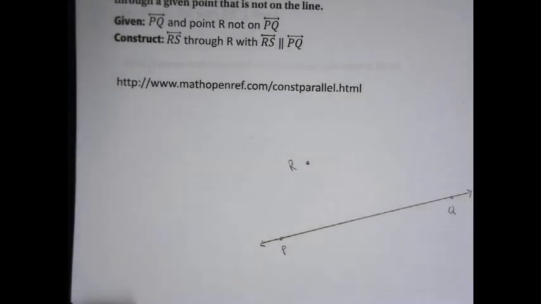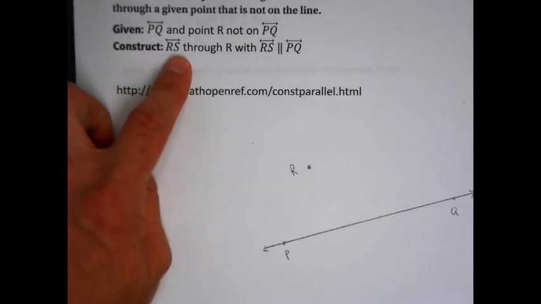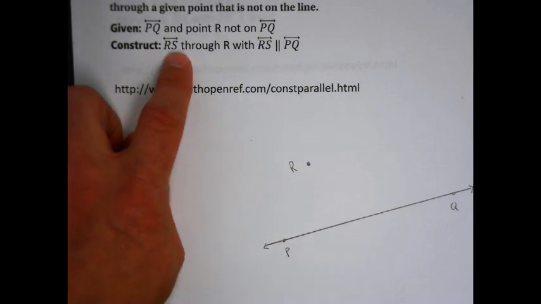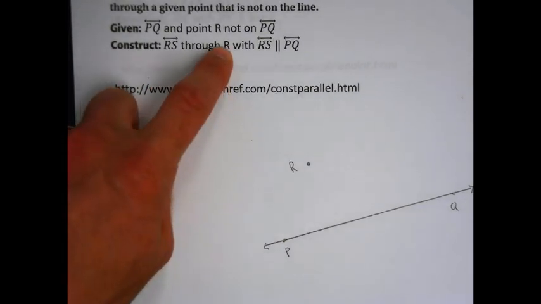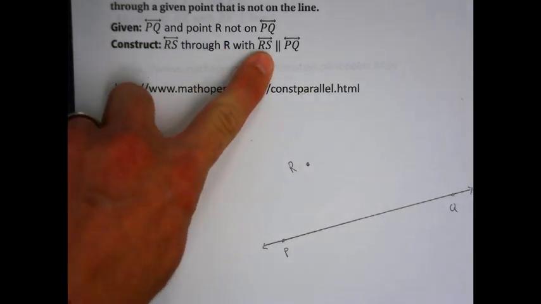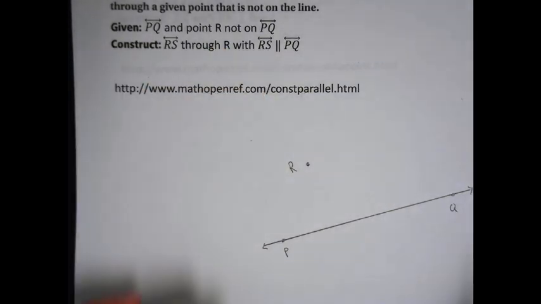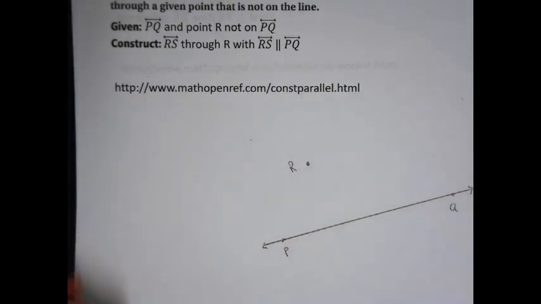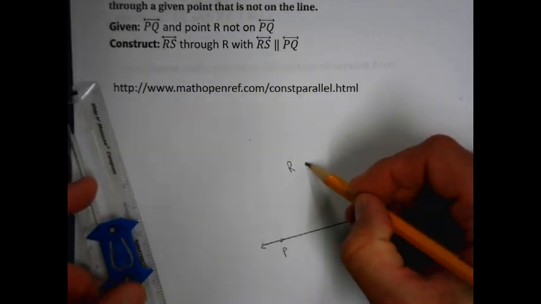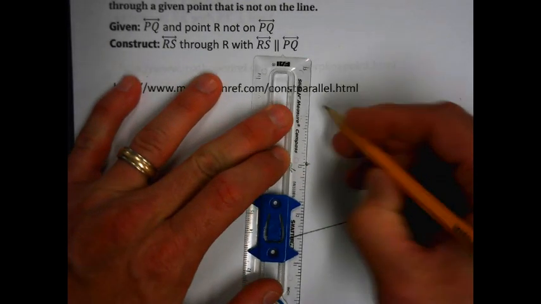Now what we're going to do with that information is construct RS through R, where RS is parallel to PQ. So we're going to construct another line parallel to PQ, and then we'll give another point somewhere, we'll call it S. So how do we do this? Well, the first thing we need to do is make a line from our given point through our given line. So this is step 1.